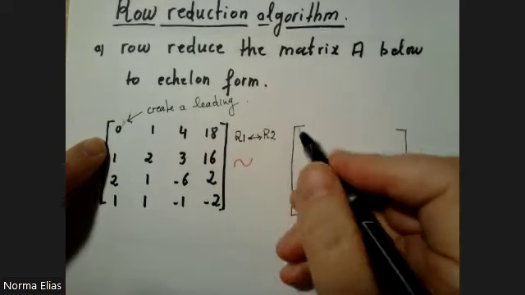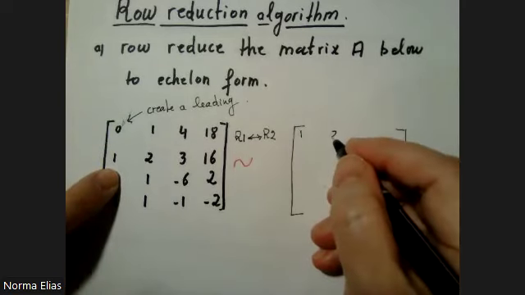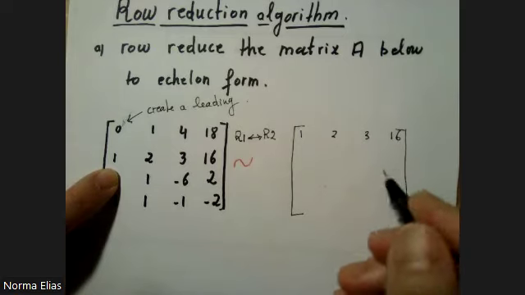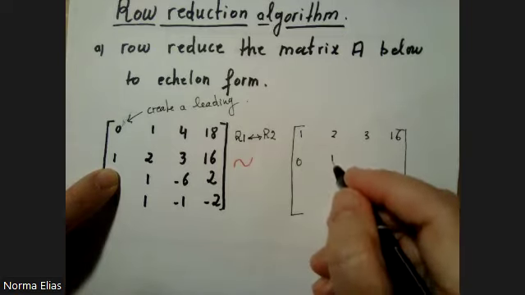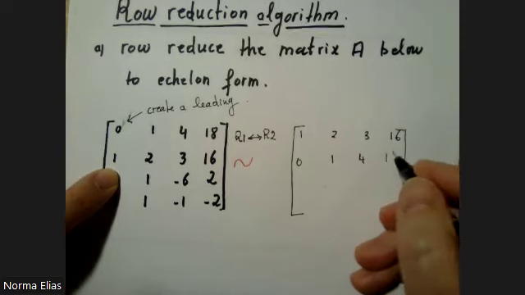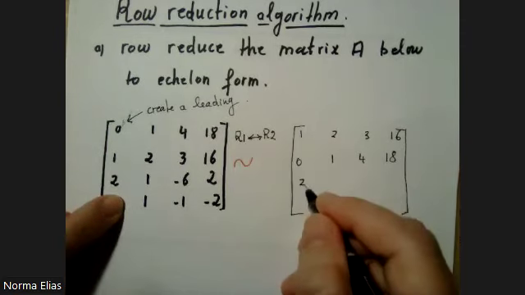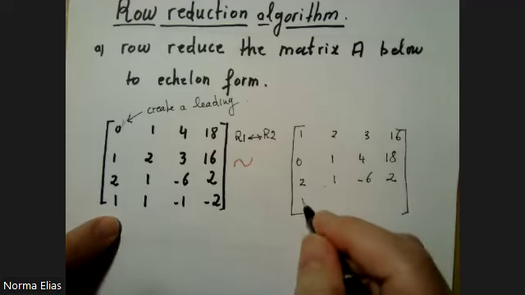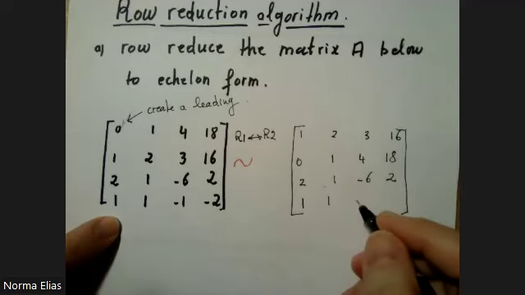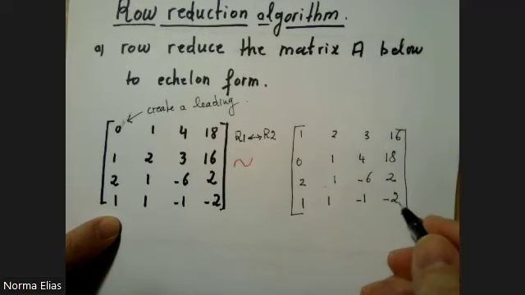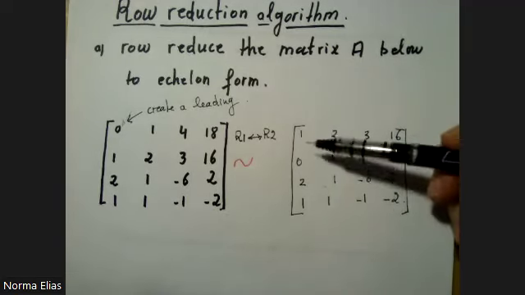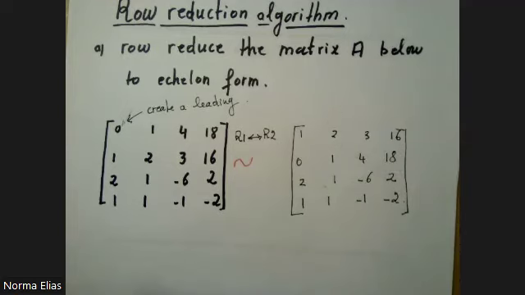So this is going to become 1, 2, 3, 16, and then 0, 1, 4, 18, 2, 1, minus 6, 2, 1, 1, minus 1, minus 2. Okay. That's the first operation. The goal is to create a leading one here.